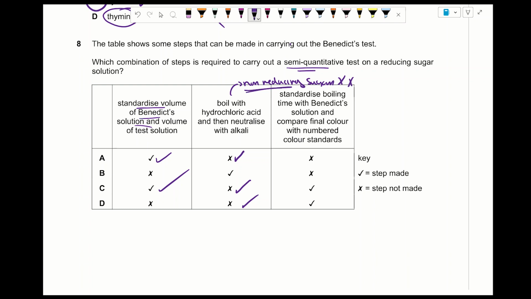Now, next step is standardize boiling time with Benedict's solution and compare the final color with numbered color standards. So, since it's a semi-quantitative test, the color could indicate the concentration. So, with the red being the highest concentration of reducing sugars and green and yellow being the lowest concentrations. Therefore, this is correct, and the answer is going to be C.